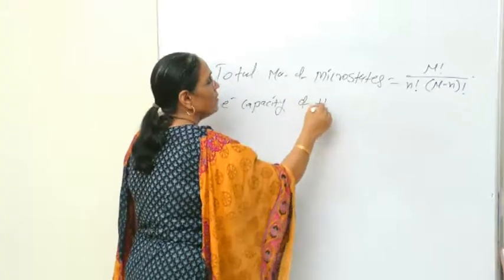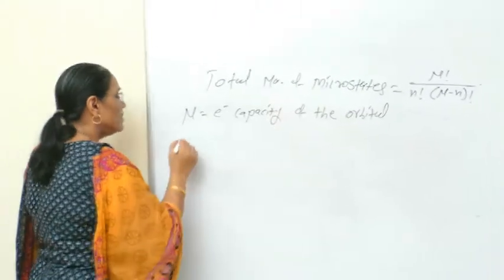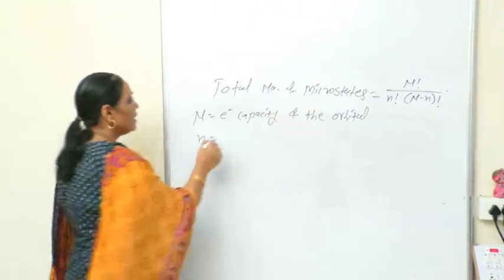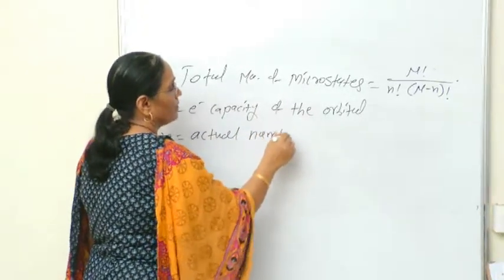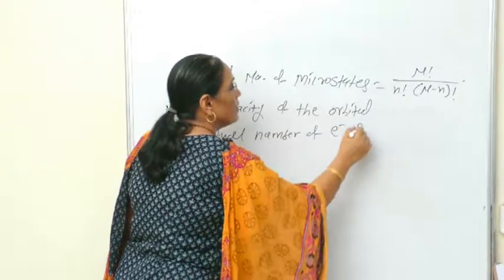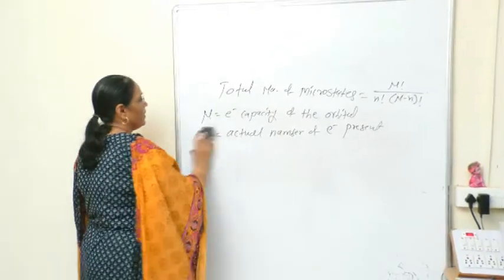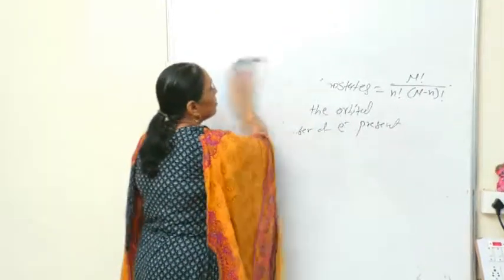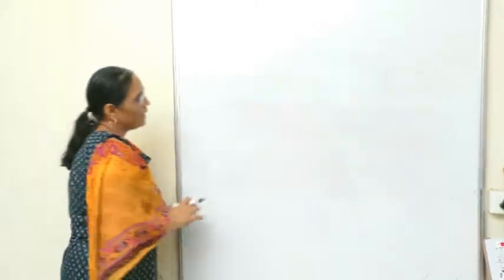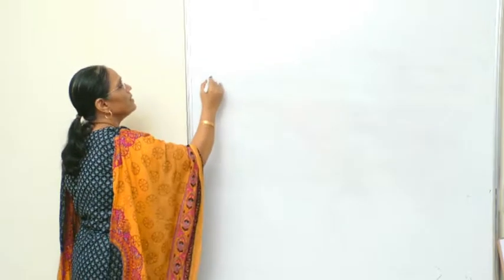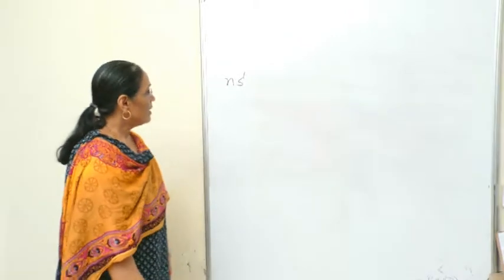Capital N is the electron capacity of the orbital in which the electron is present. Small n is the actual number of electrons present in the orbital. For example, we will obtain the number of microstates for different electronic configurations. First, consider the ns1 configuration, the s orbital containing a single electron.